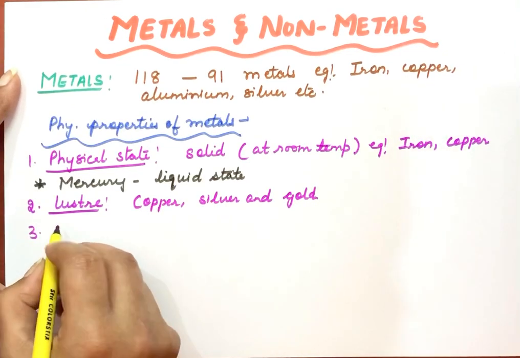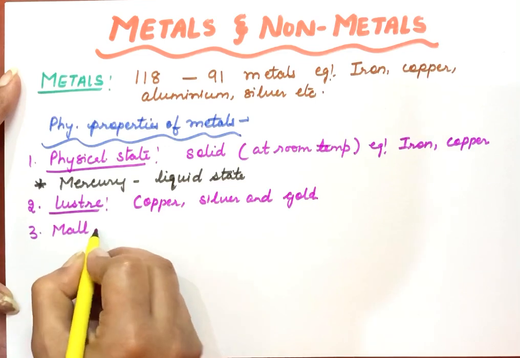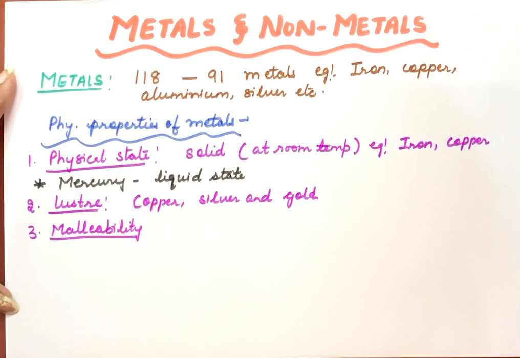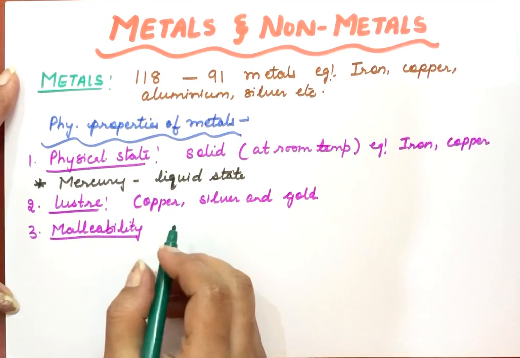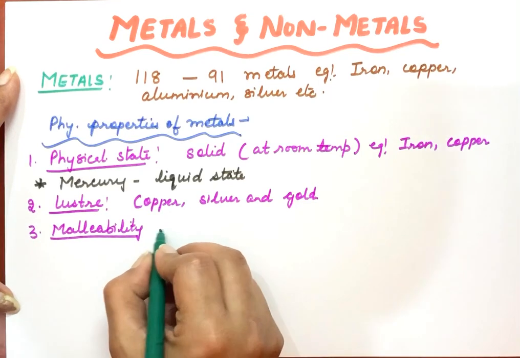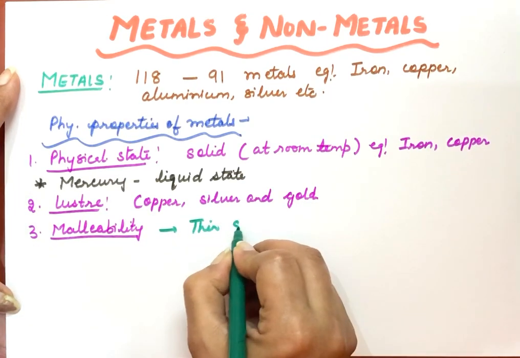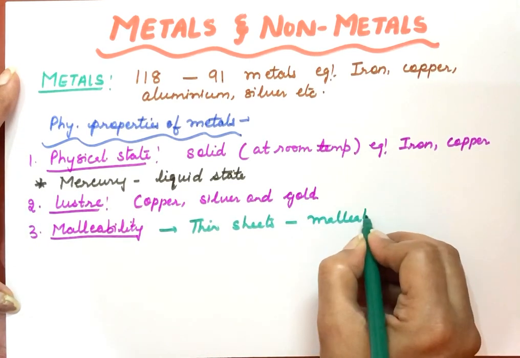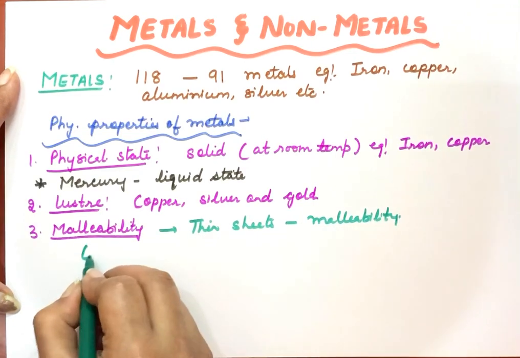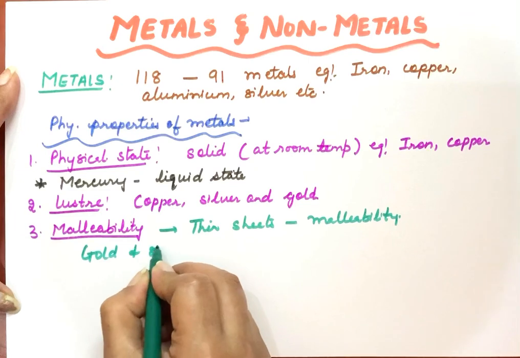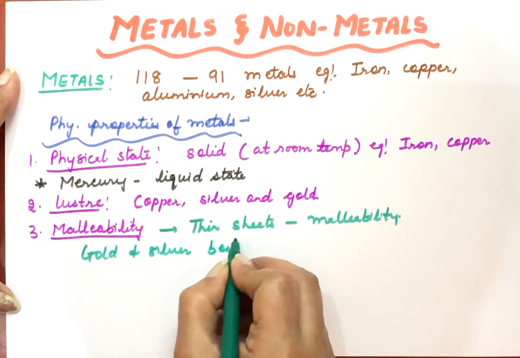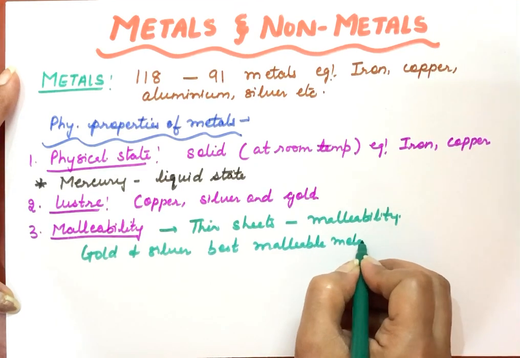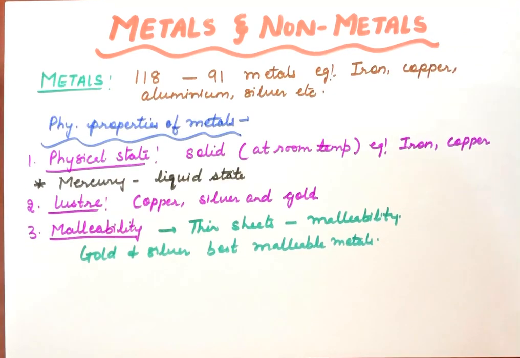Third property is malleability. Malleability means when we take a piece of metal and beat it with a hammer, it changes into a thin sheet. So changing of metal into thin sheets by hammering them, this property is known as malleability. The best malleable metals are gold and silver. We can make very thin sheets of gold and silver.